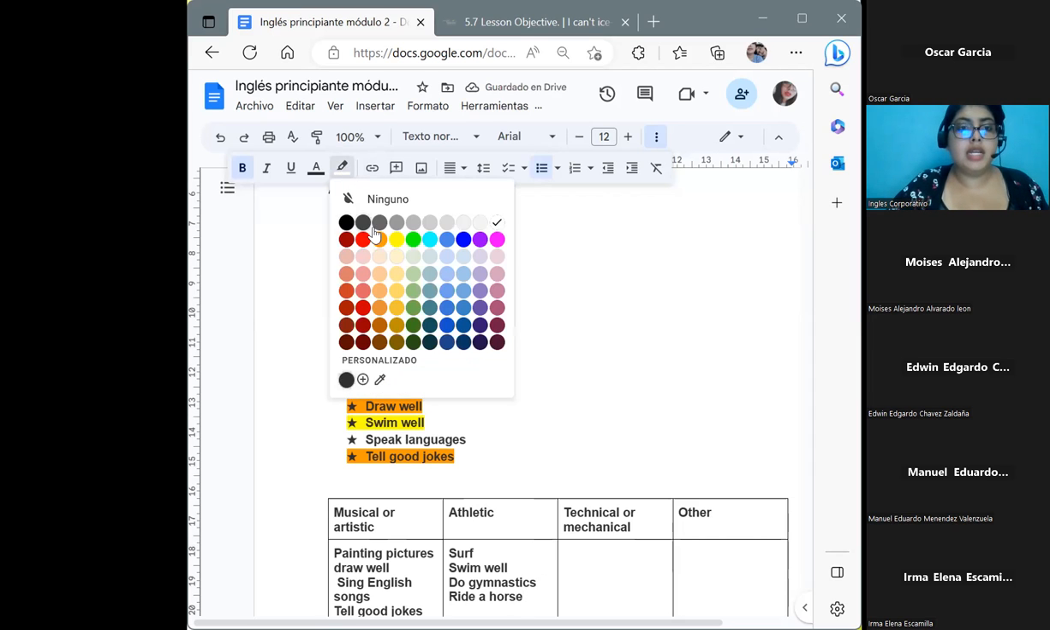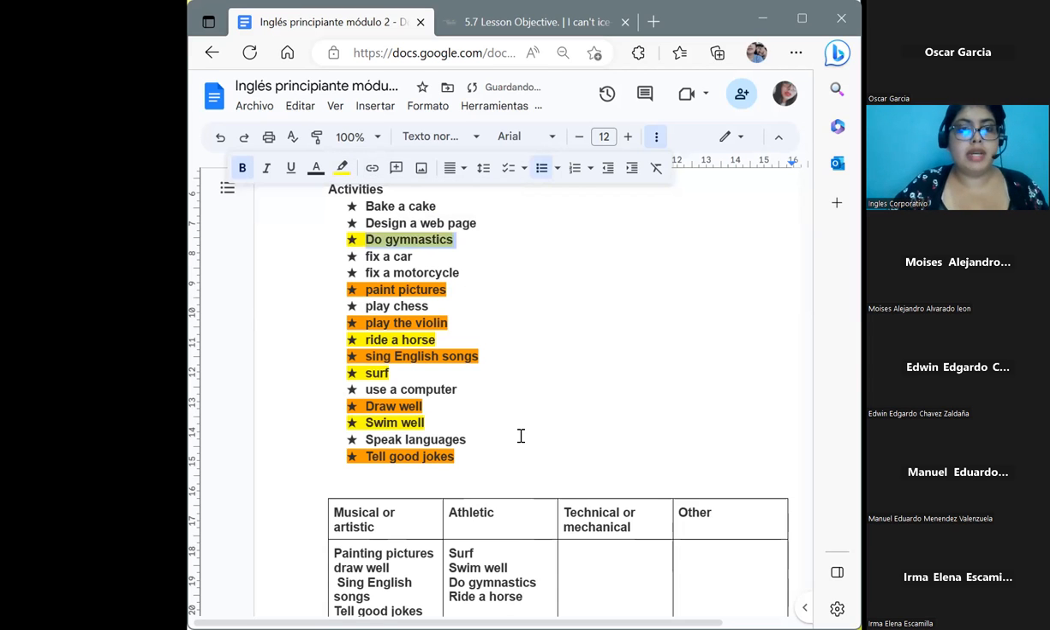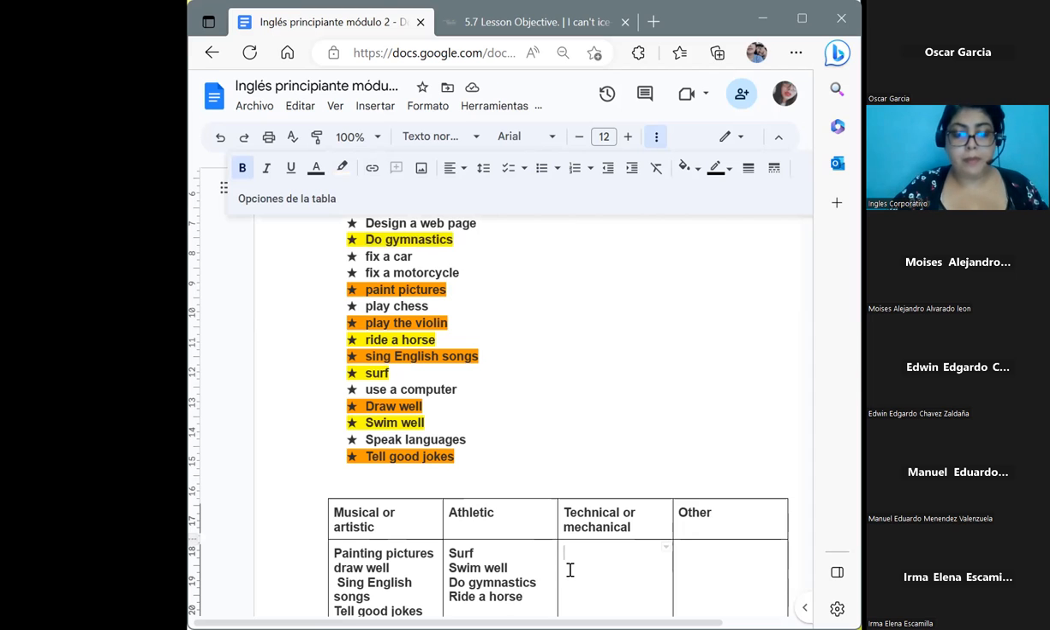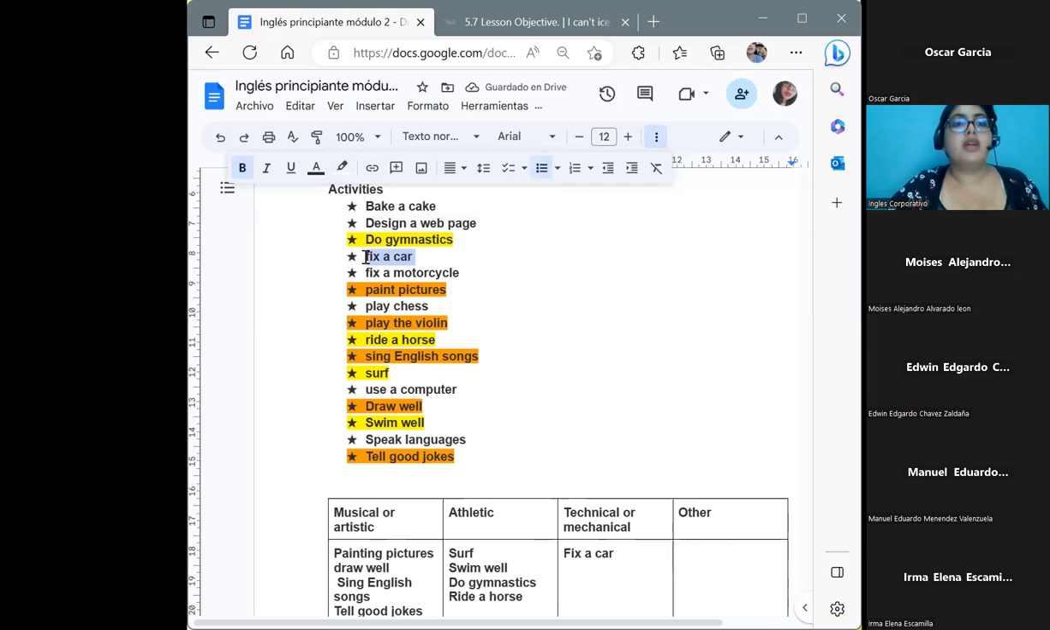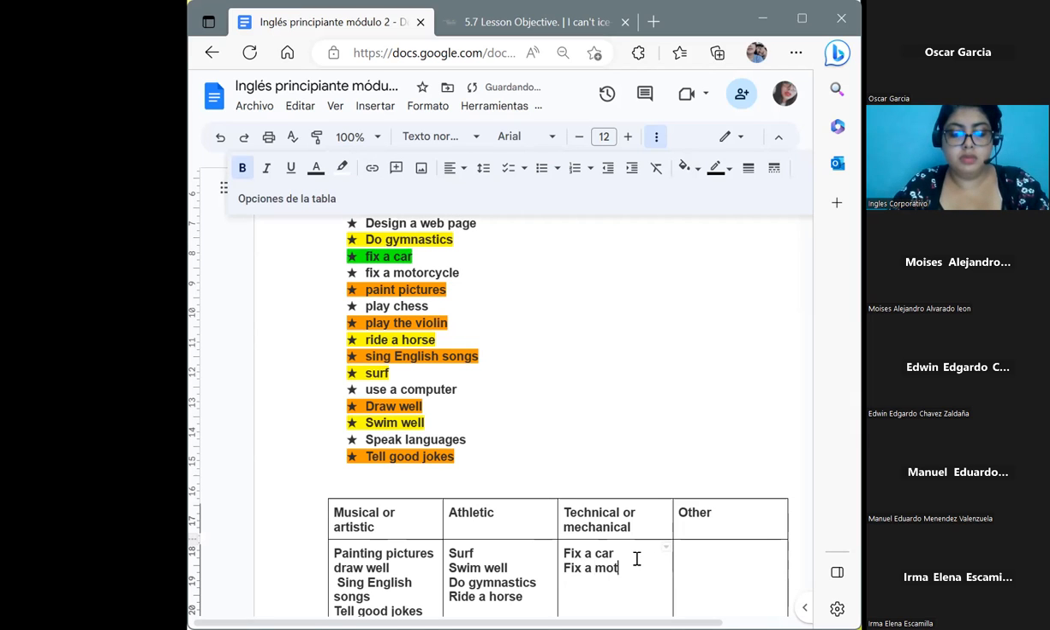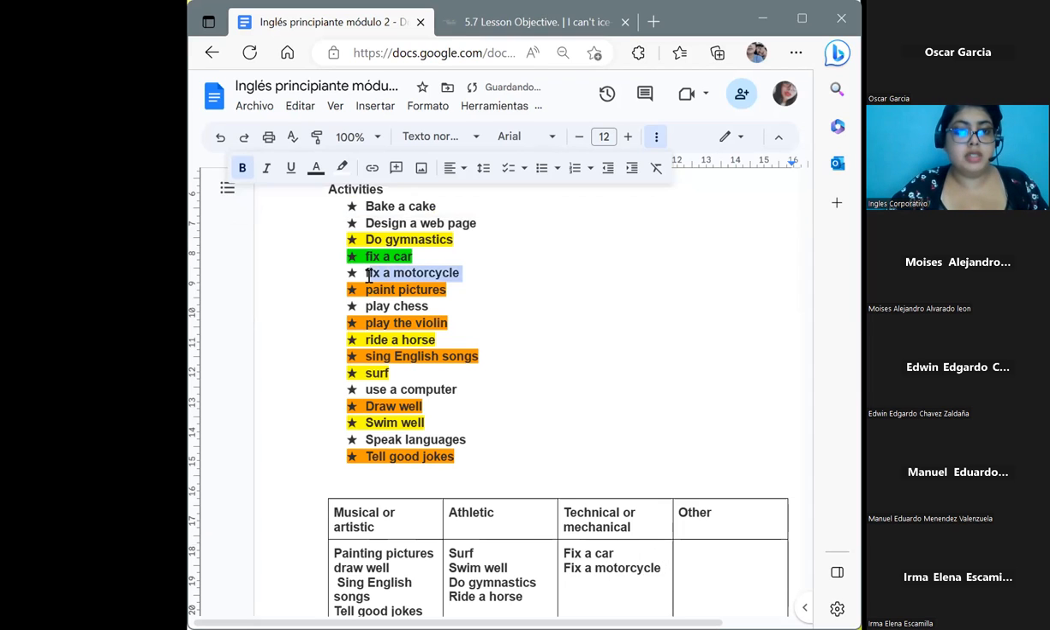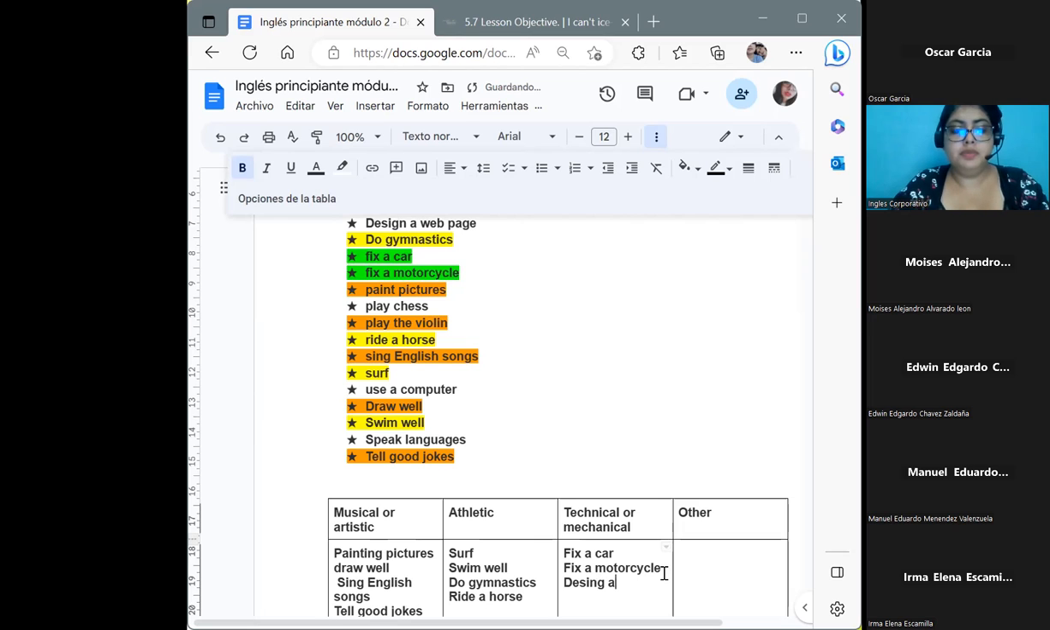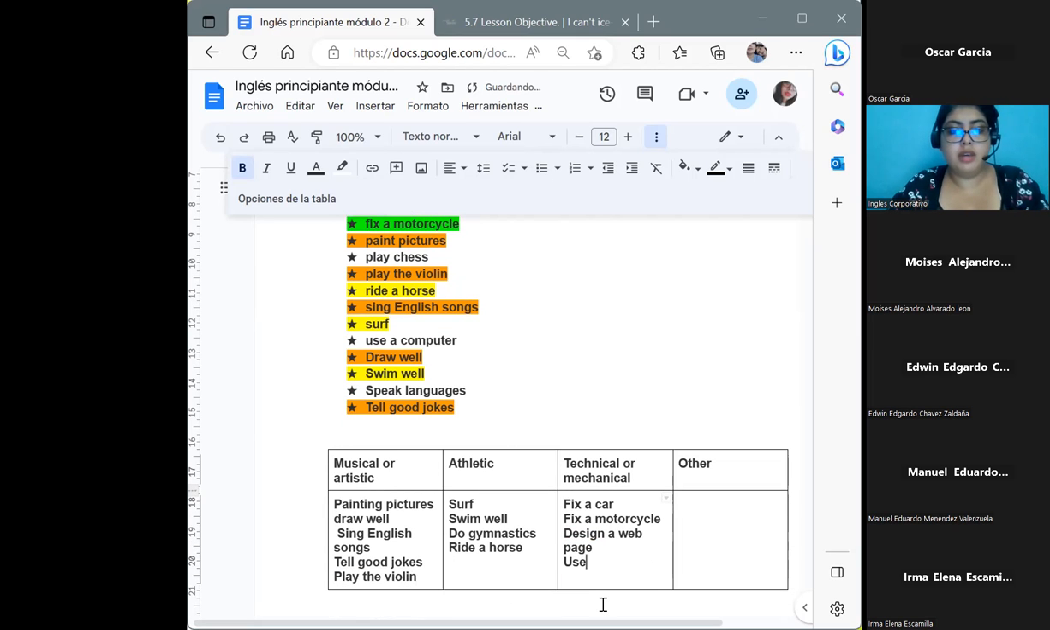Very good. Now, technical or mechanical? Algo técnico y mecánico. Fix a car. Fix a car. What else? Fix a motorcycle. Very good. Fix a motorcycle. What else? That is design something a web page. Very good. Design a web page. Use a computer. Very good. Use a computer. Very good.